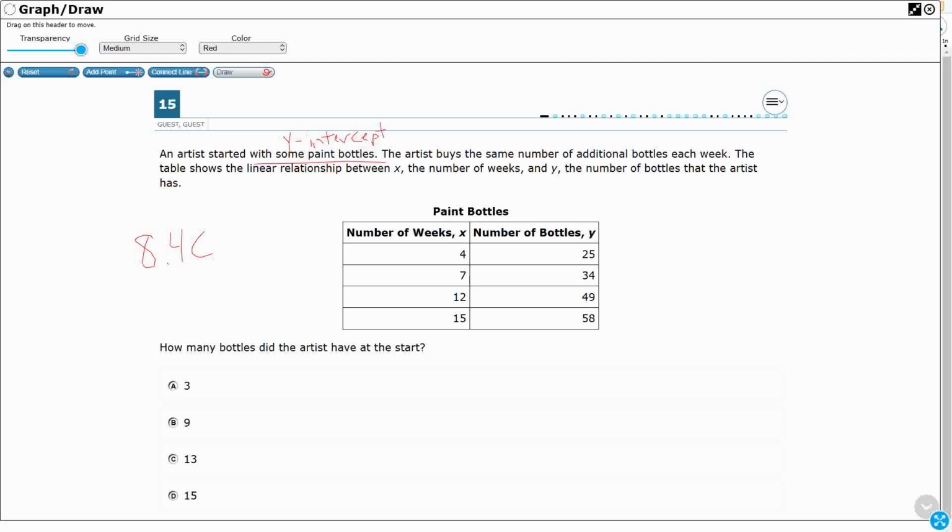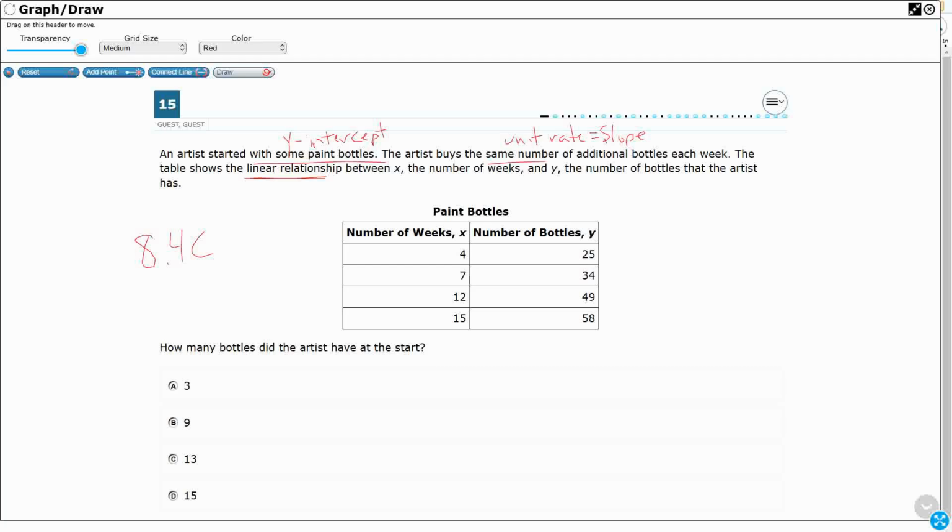Something it's not directly proportional, doesn't go through the origin of 0, 0. They're starting with some, and then they're buying the same number, right? So there's my unit rate or slope right there, buying that same number each week. And we have a linear relationship, so it's going to be a straight line, right? So how many bottles did the artist have at the start? Well, since we're looking at a linear relationship, right? And we know we're going to start with some.